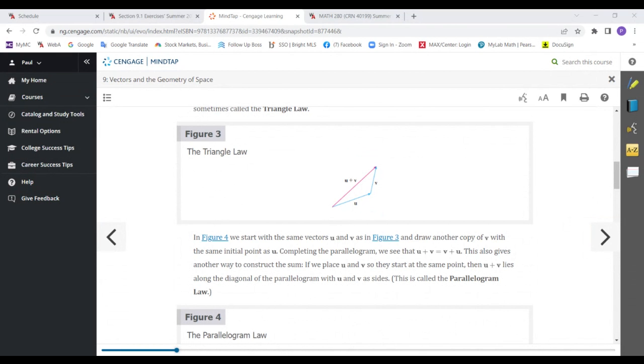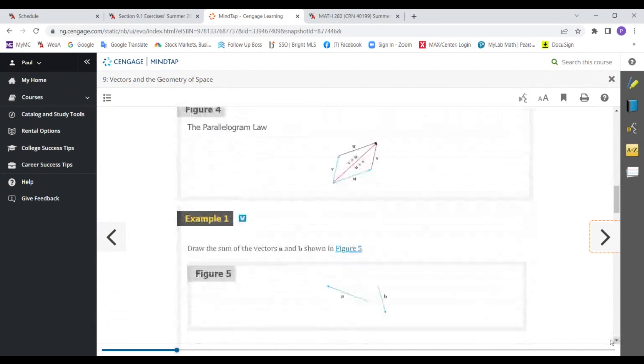Also there's a rule called the parallelogram law, where you see if you have u and v there on the bottom and v and u there on the top, the resultant vector is the same. Pretty straightforward stuff.